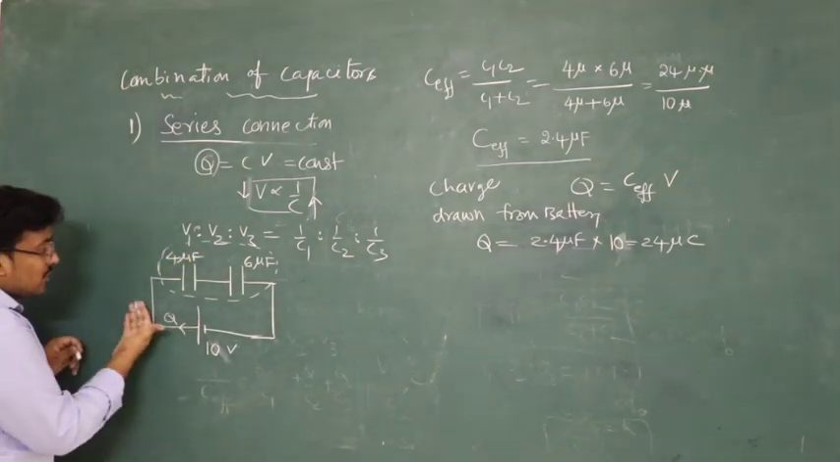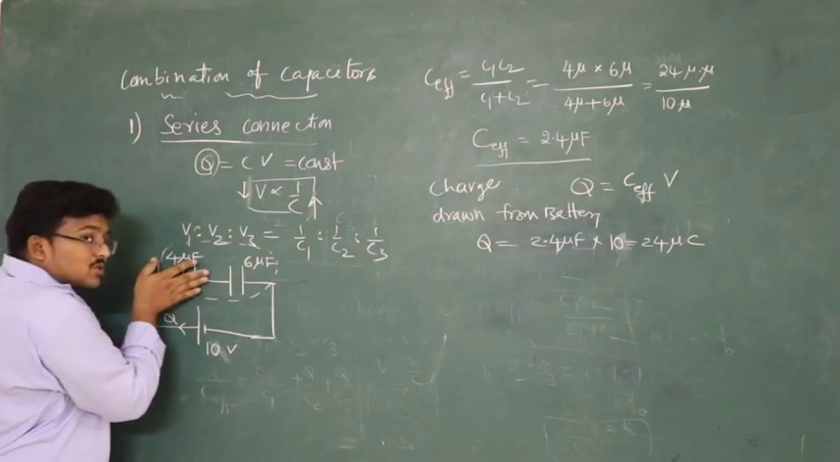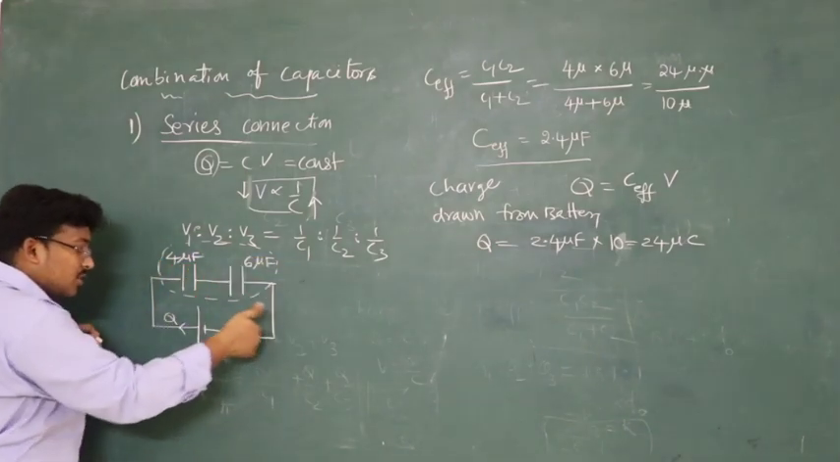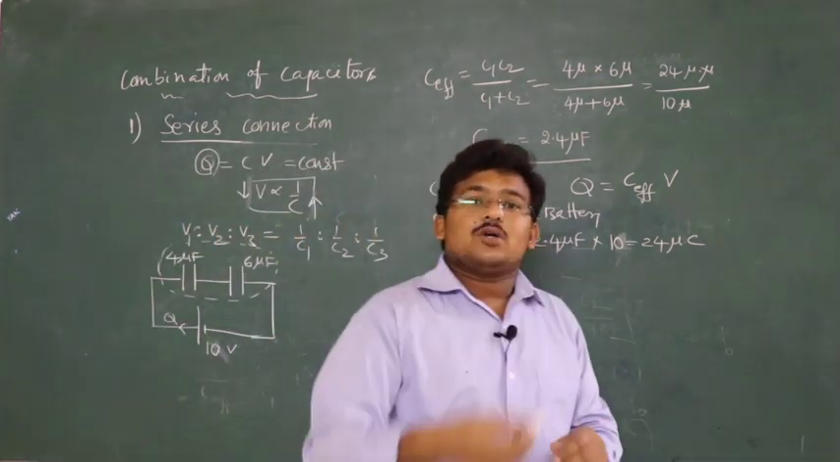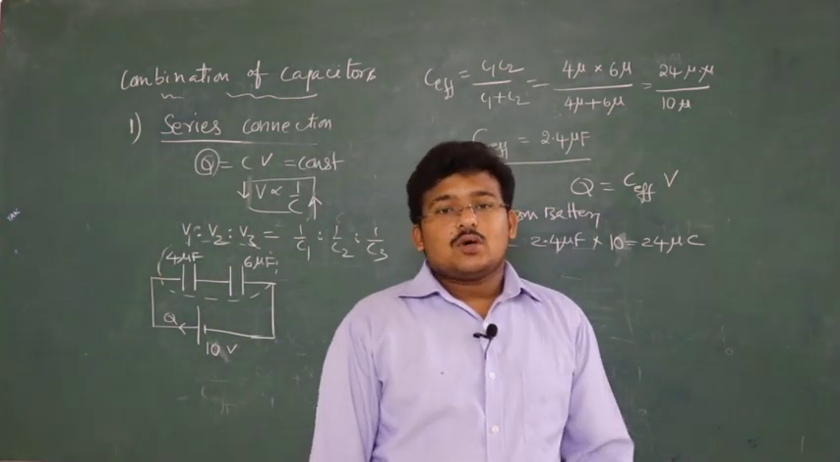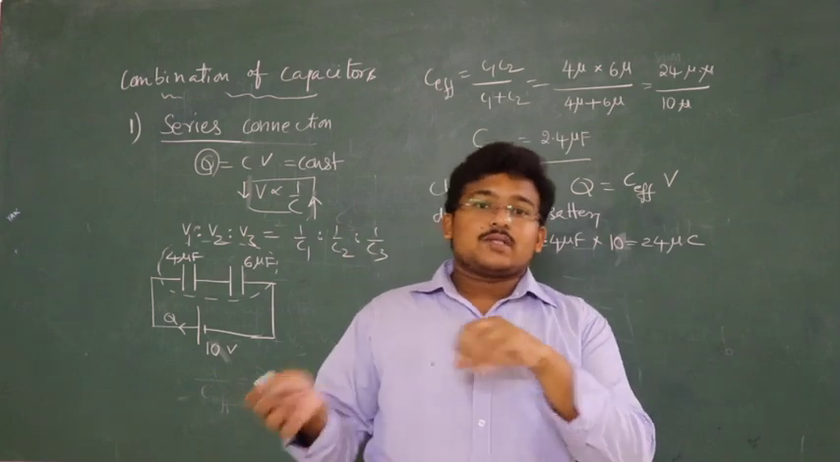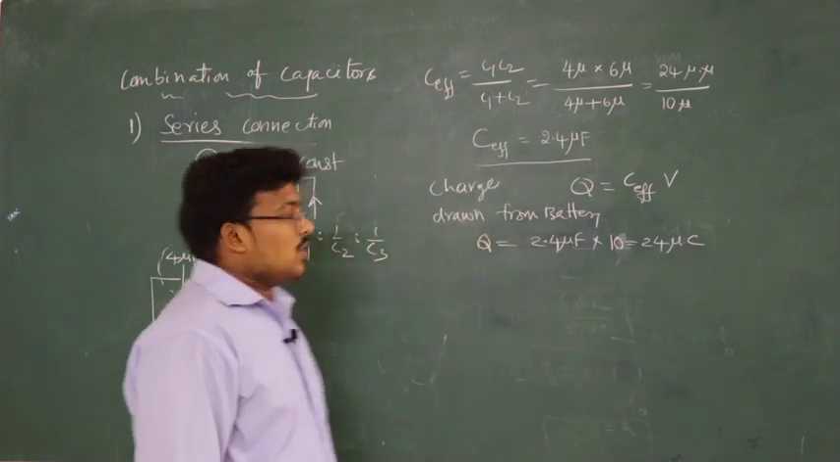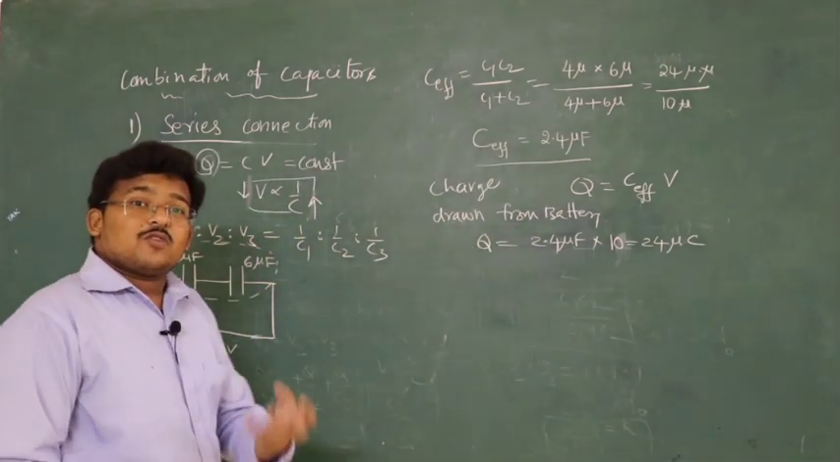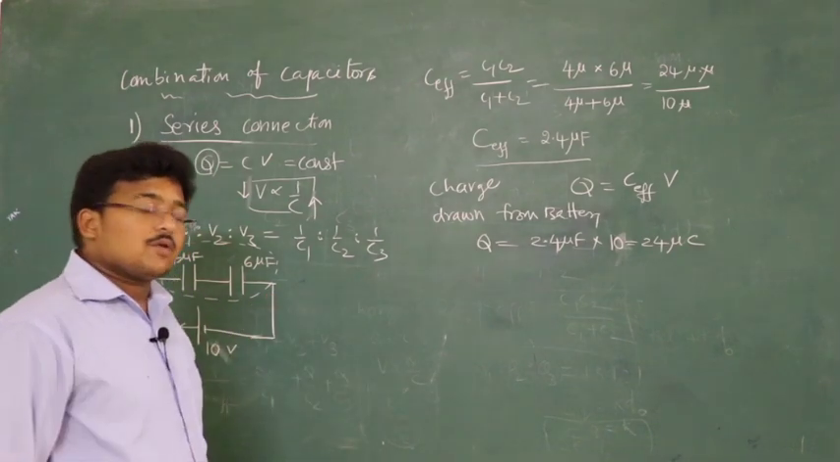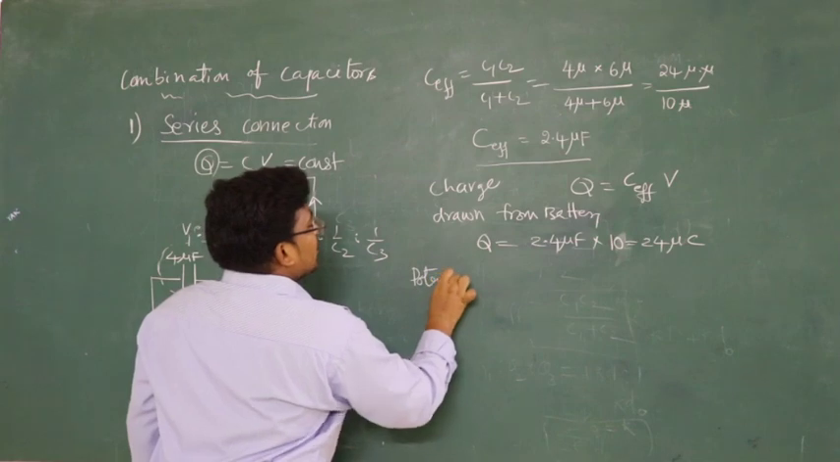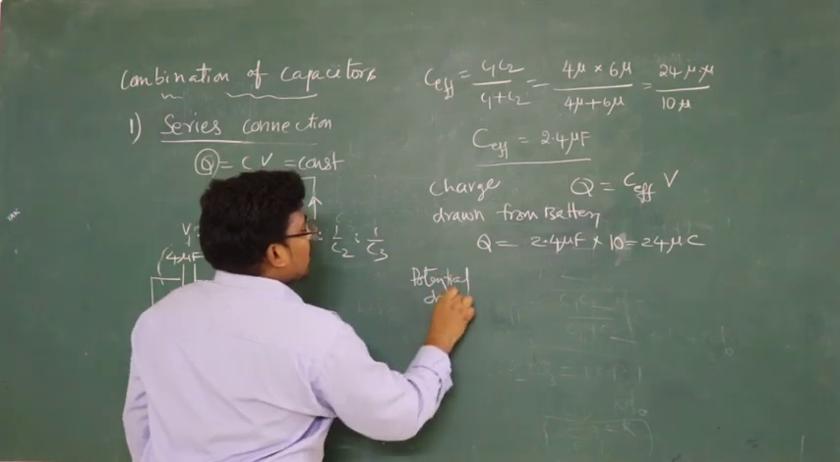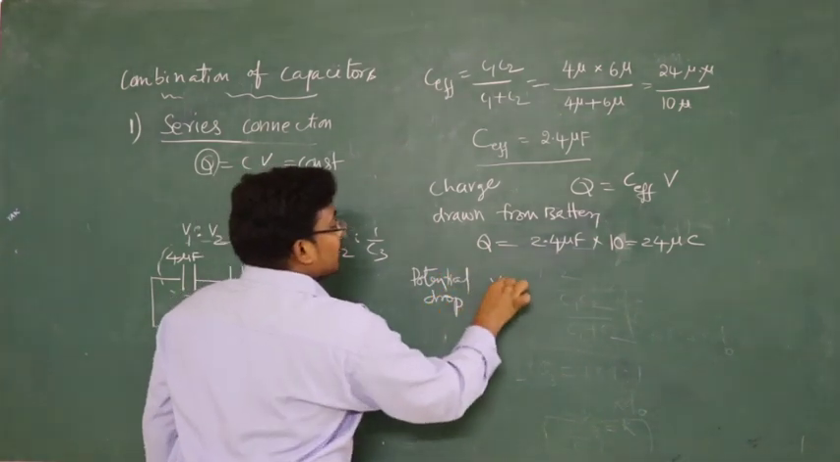Now this 24 will pass through both of them and again come back to the cell. Means what is the charge in the circuit? 24 microcoulombs. So through each capacitor the charge is 24. Now I want the individual potential drops. So the potential drop across the first capacitor, that is V1, I want.